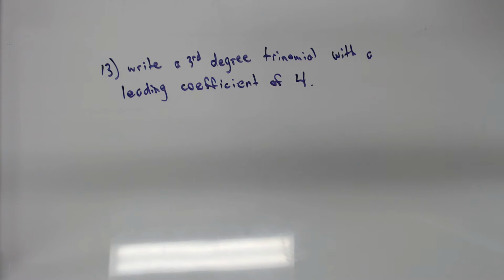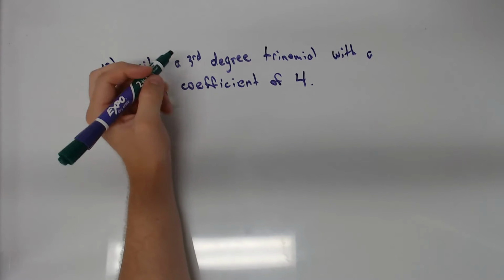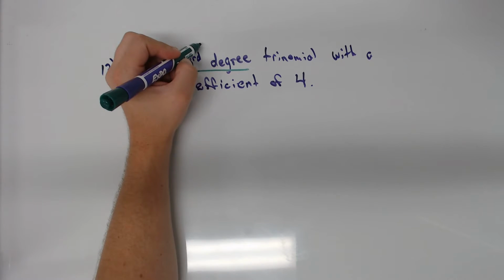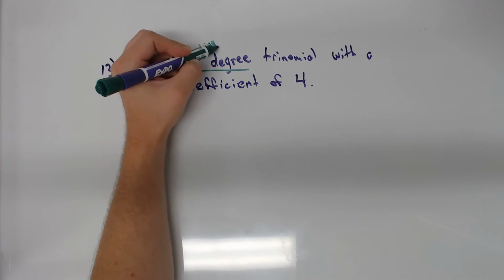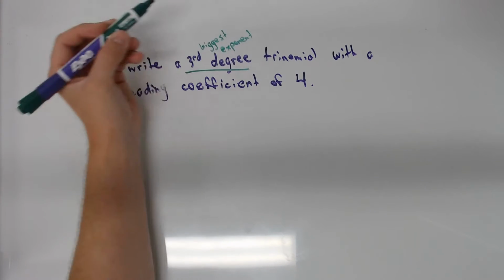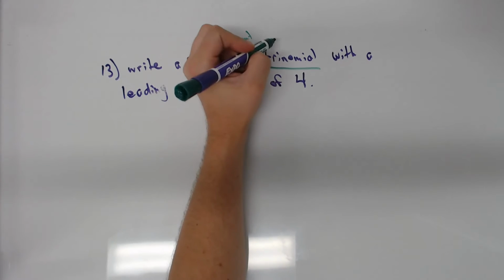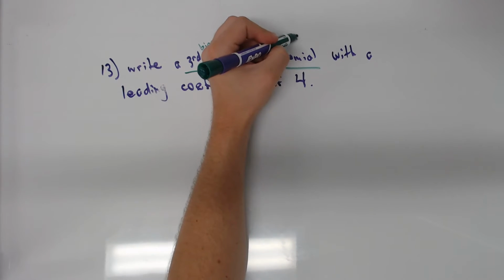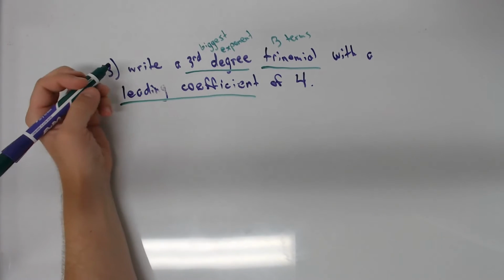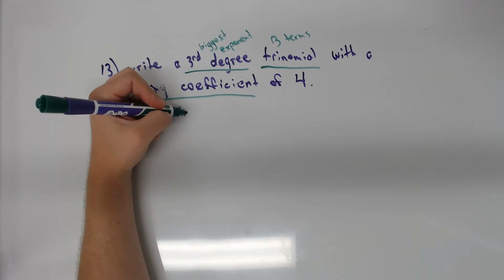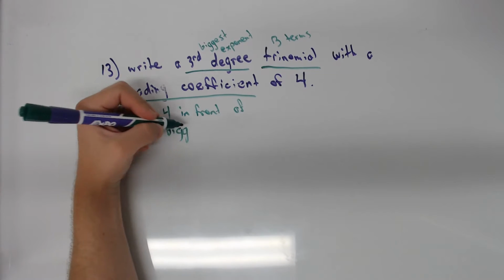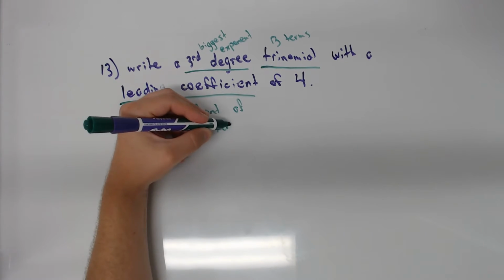Number 13 is really just a vocab problem. Write a third degree trinomial. Third degree means biggest exponent is 3. Trinomial means 3 terms. Leading coefficient means 4 in front of the biggest term. All right.